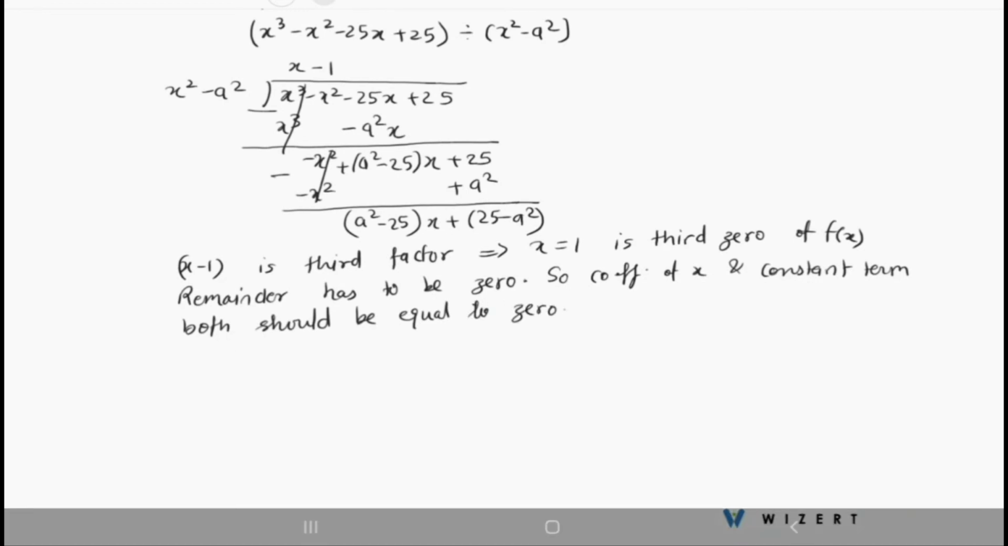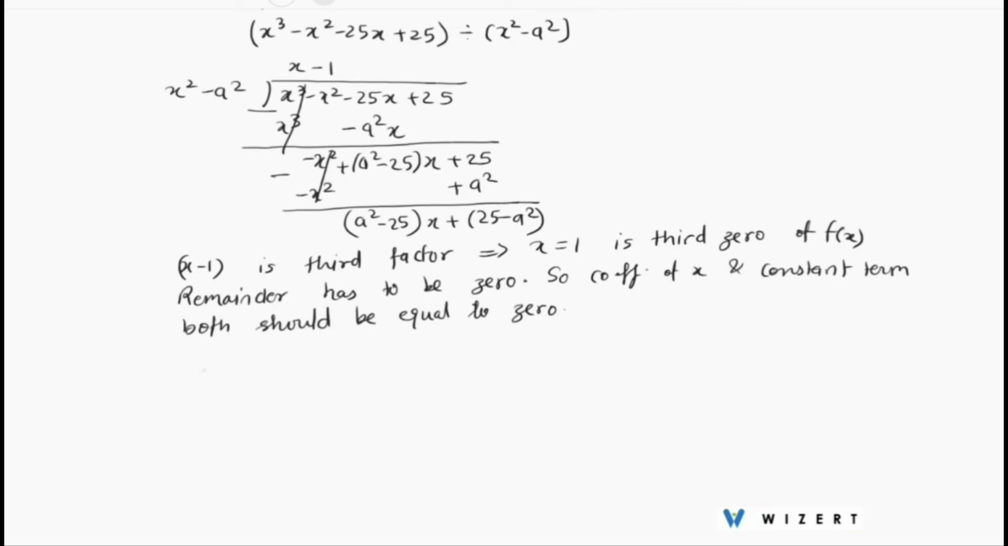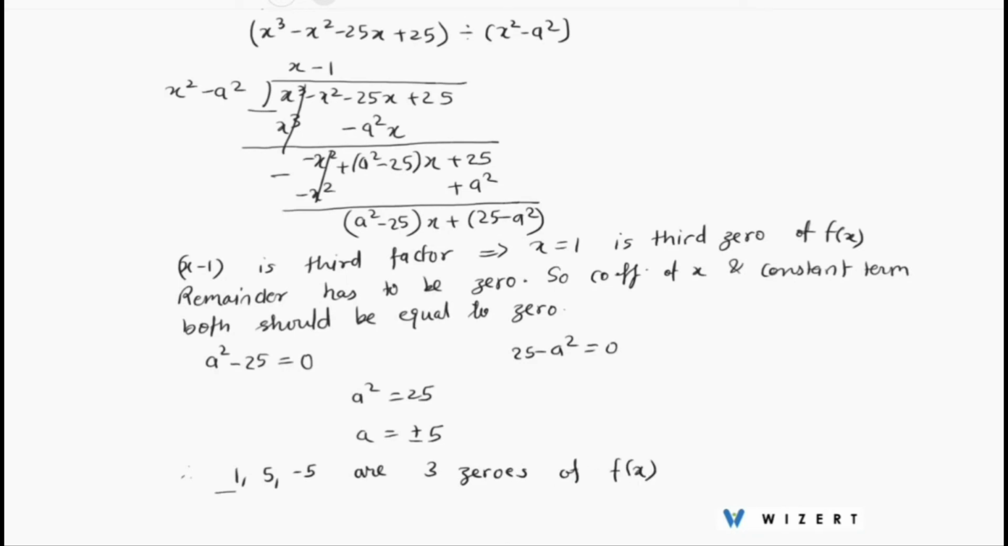So what we can say is we need a square minus 25 equal to 0 and 25 minus a square equal to 0. Both of these give us a square equal to 25. So we get the value of a equal to plus minus 5. Therefore, 1, 5 and minus 5 are the 3 zeros of f(x). This is the answer.